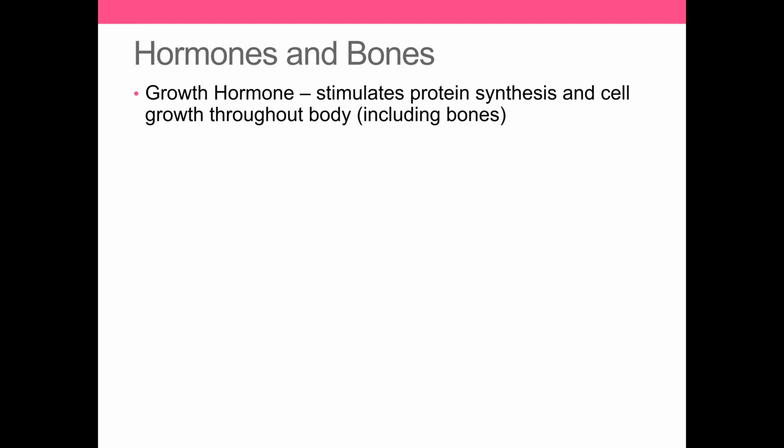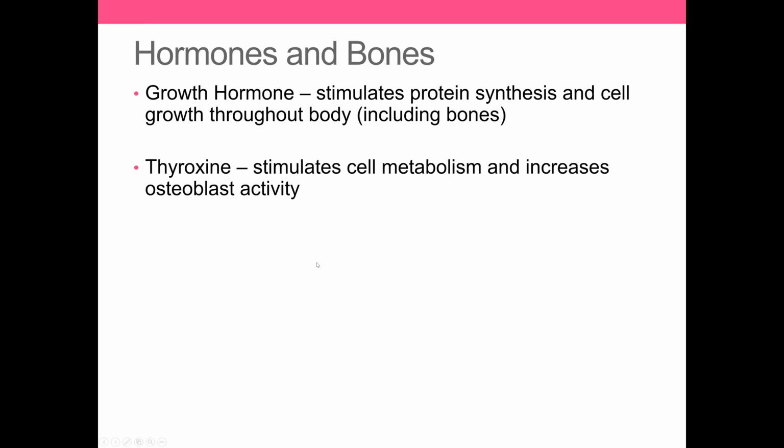Hormones can also affect bone growth. So growth hormone is made by the pituitary gland. You'll get more into the endocrine system next semester, but growth hormone stimulates protein synthesis and cell division and growth throughout the body, including your bones. Thyroxine stimulates cell metabolism and can also increase your osteoblast activity. Thyroxine is a thyroid hormone, and again, you'll get more into this in your endocrine system chapter next semester.